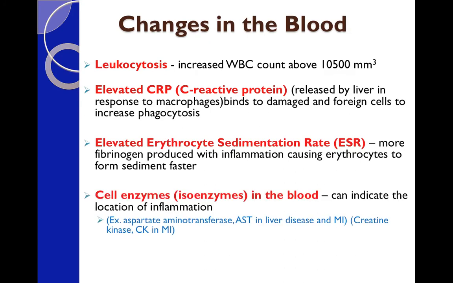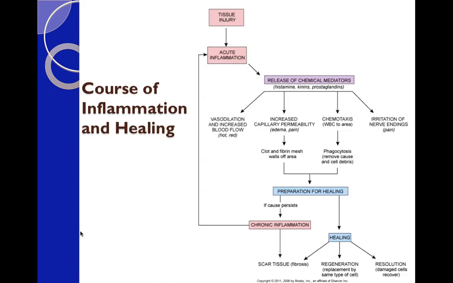And you can even look for specific enzymes or isoenzymes in the blood, and these can indicate that there has been damage to tissue. AST is a good example, which you'll find in someone with liver disease or someone who's had a heart attack, and same with creatine kinase. You'll find that in someone who has had a heart attack. So if you measure those in the blood and you find them, then it indicates that maybe the person has had a myocardial infarction.